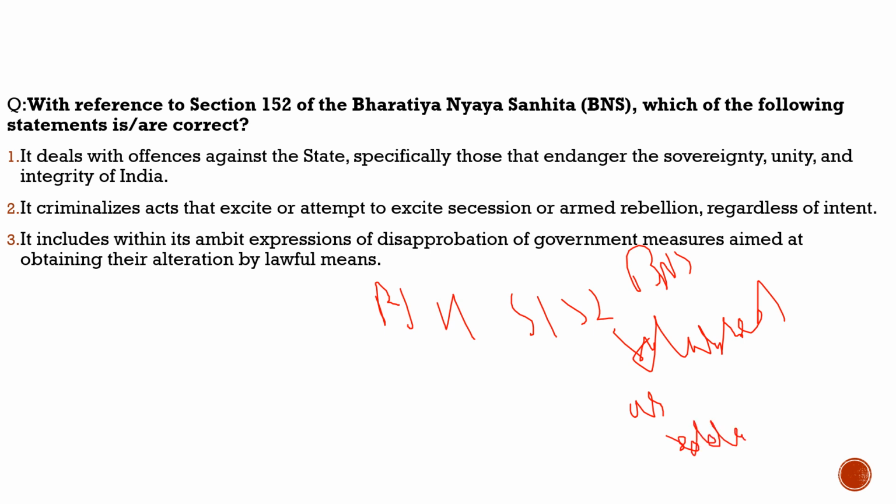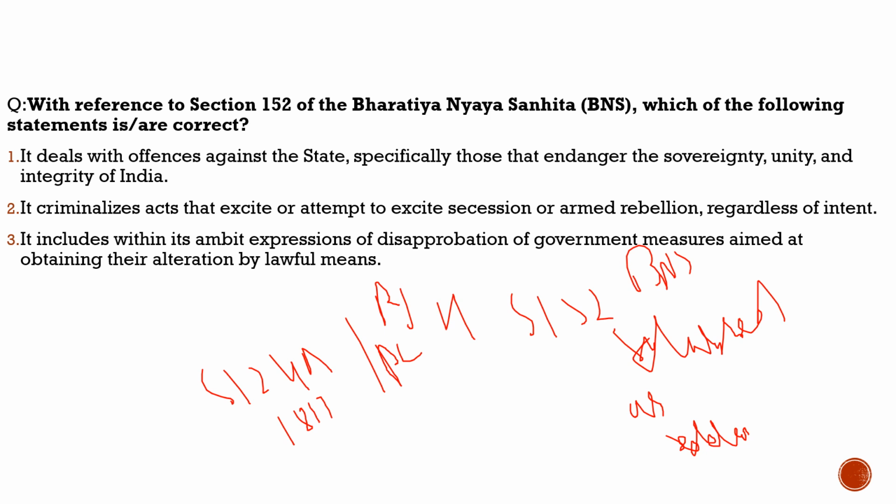Here we need to understand what sedition is, and to understand that, we need to understand section 124A of IPC. If we understand that, then only will we understand what sedition is. To understand section 124A of IPC, we need to go a little bit back into history and see when it was brought in. It was basically 1817, when section 124A was added to the IPC.